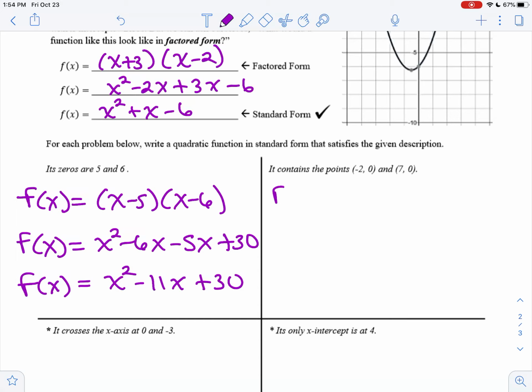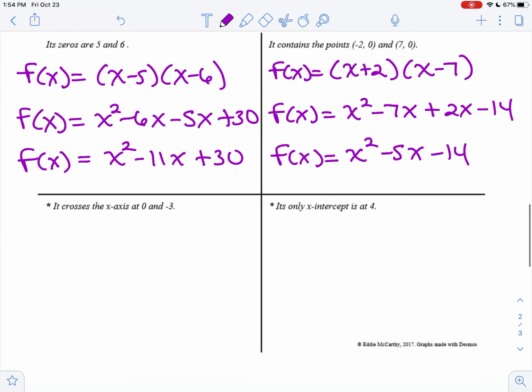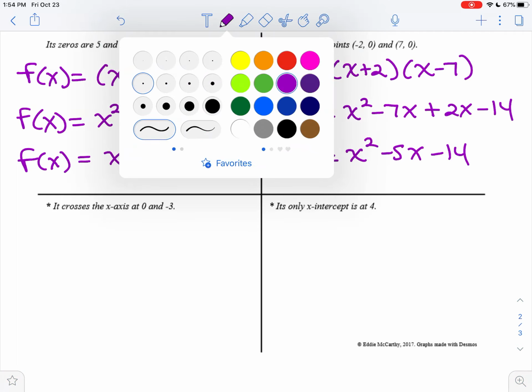All right, contains the points -2, 0, and 7, 0. Well, remember, if y is 0, then that means that these are x-intercepts. So again, I could write my function f of x equals, this time it's going to be x plus 2 times x minus 7. So f of x equals x squared minus 7x plus 2x minus 14. So f of x equals x squared minus 5x minus 14.